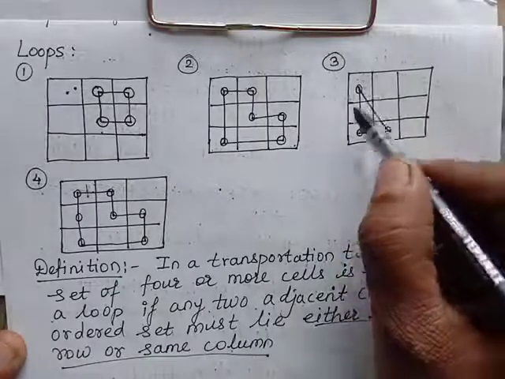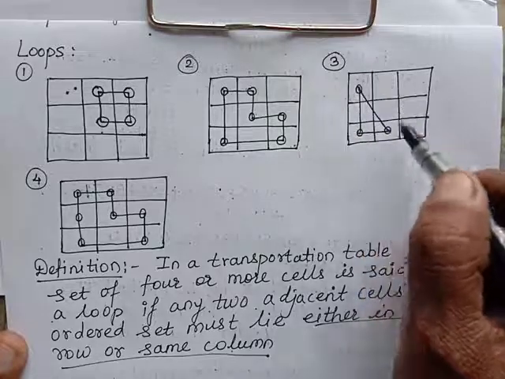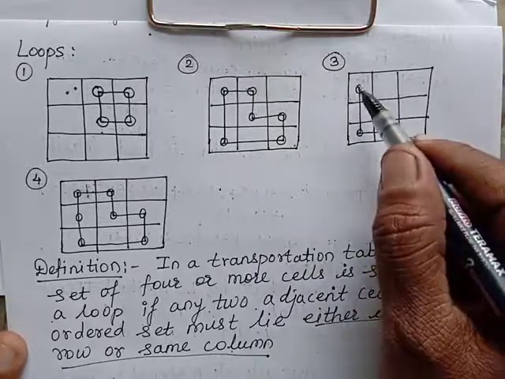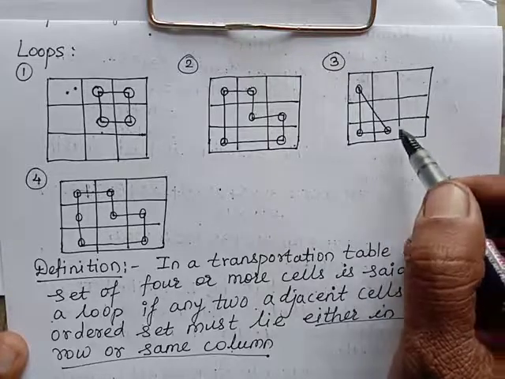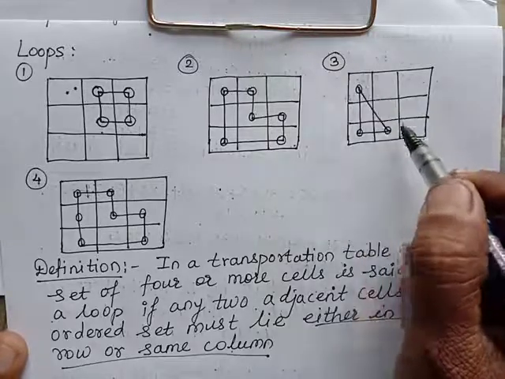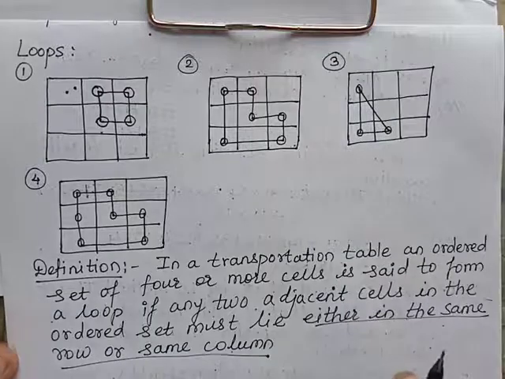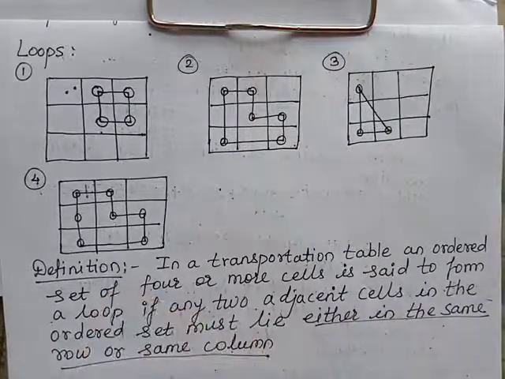Look at here. Here I say this doesn't form a loop, as one line is a slant line and it is not in the same column or same row. This slant line is not in the same column or same row.